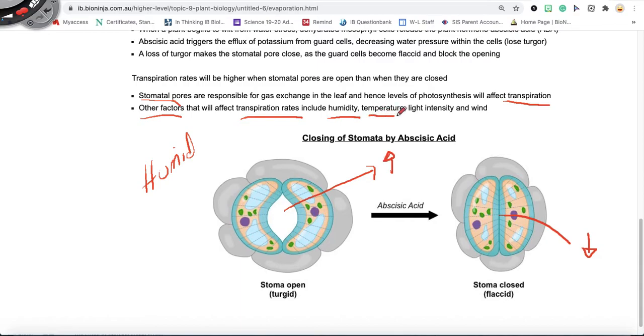But if the temperature is too high, let's say, or the light intensity is also too high, then that means that this plant can lose a lot of water. So during high temperatures, because of light intensity, the stomata might want to remain closed to prevent dehydrating. Same thing if there's a lot of wind. That's going to increase the rate of transpiration. A lot of water is going to be evaporated. So all of these are factors that also affect the transpiration rate.